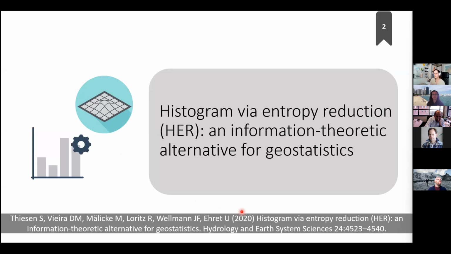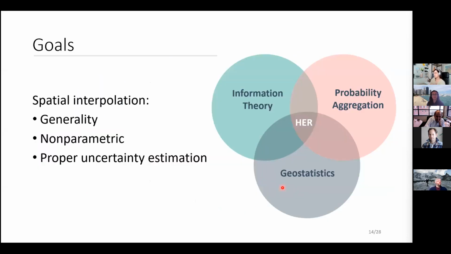So HER is a method to fill in missing spatial values, and it combines information theory and probability aggregation methods in a geostatistical framework. We propose it to bring more generality to spatial interpolation, bypassing variogram fitting and functional assumptions for uncertainty estimation. Additionally, we were looking for a proper framework for uncertainty estimation that predicts larger errors in locations surrounded by very different data, instead of just considering the distance of the observations. This is a known condition of ordinary kriging, another geostatistical method, called homoscedasticity.